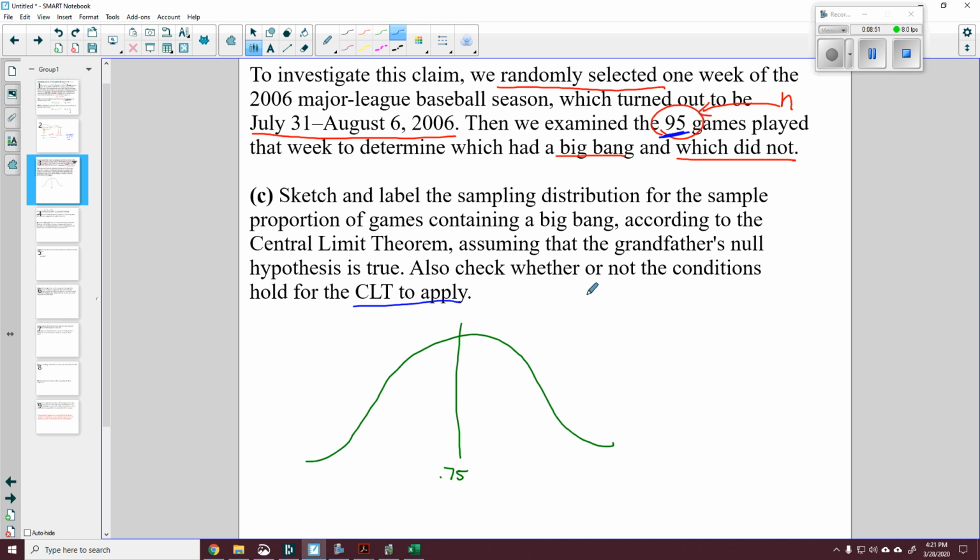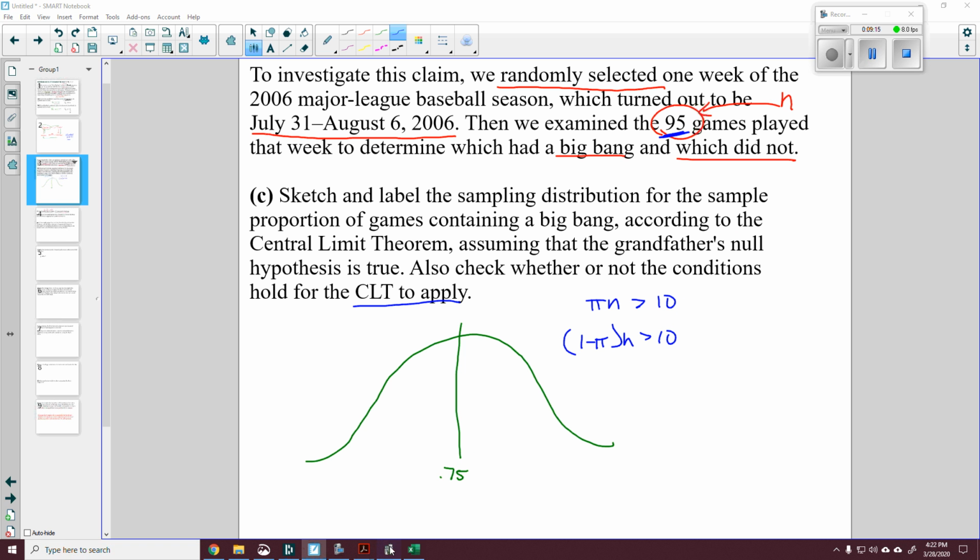And for that, I have to look at pi times n. Make sure that that is greater than 10. And 1 minus pi times n. Make sure that that is greater than 10.